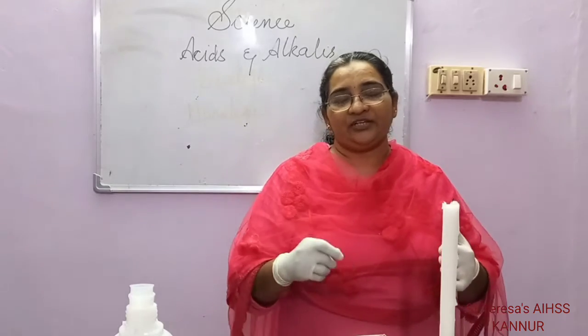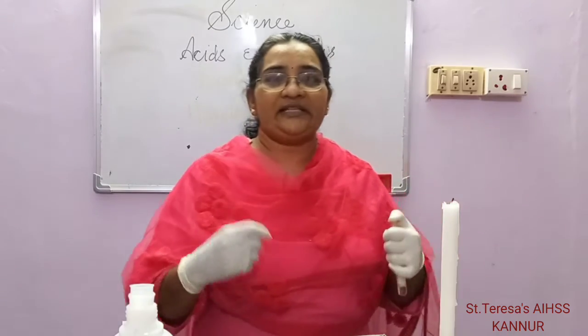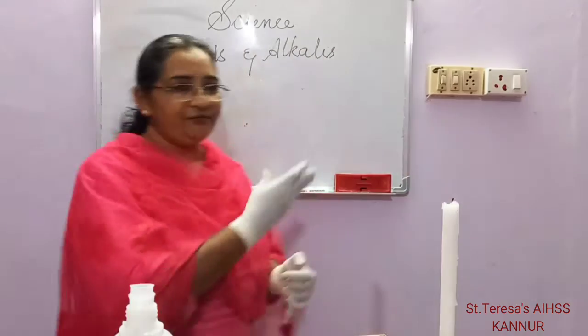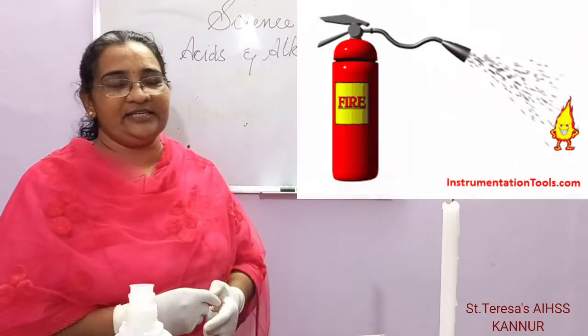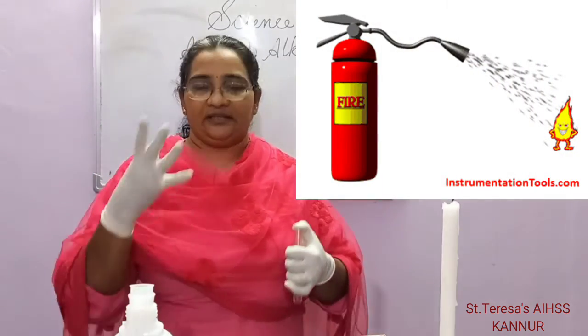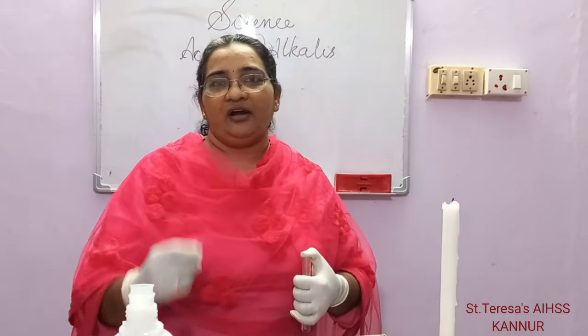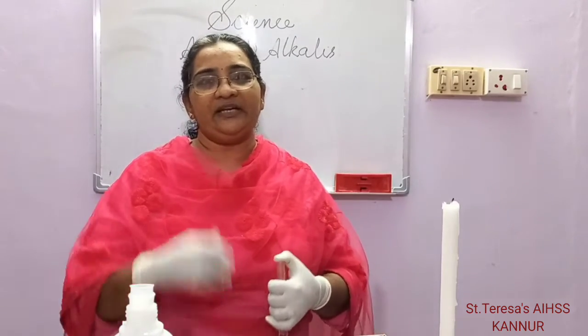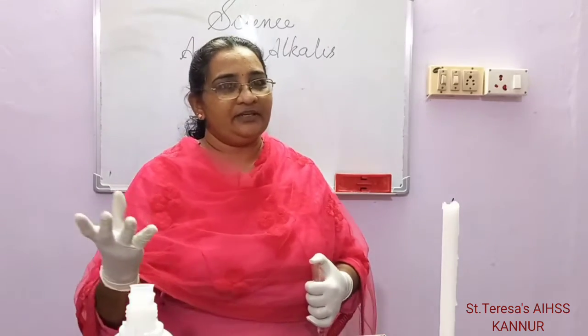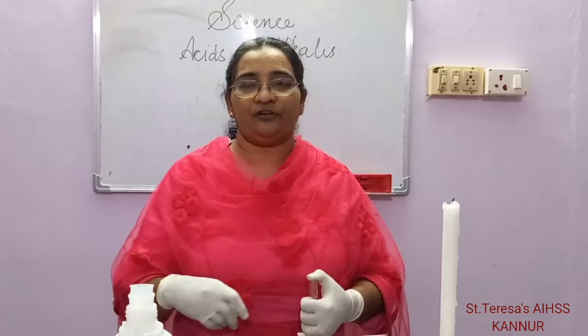So if a place, a building gets fire, what do we do there? Do we keep on putting water? No, we use a fire extinguisher. Isn't it? This is a fire extinguisher. The picture you can see here. So what is there in the fire extinguisher? Yes, same thing. Carbon dioxide is filled in that. So what happens when the fire is burning? If you open the fire extinguisher and press it, the carbon dioxide will come out and put off the fire.